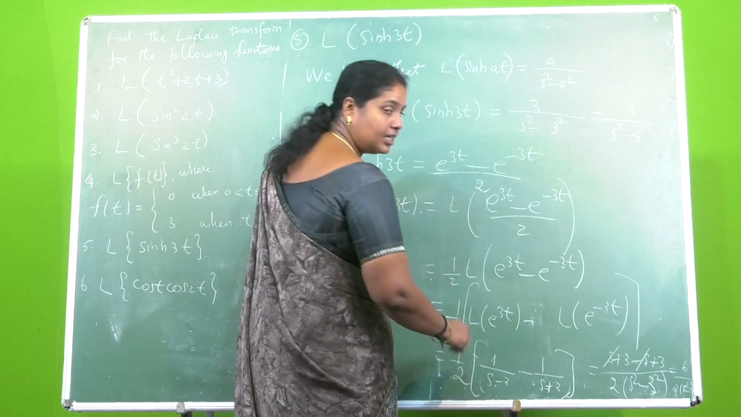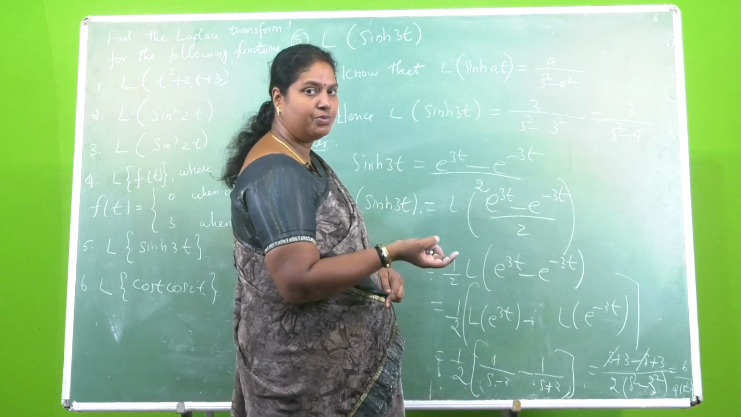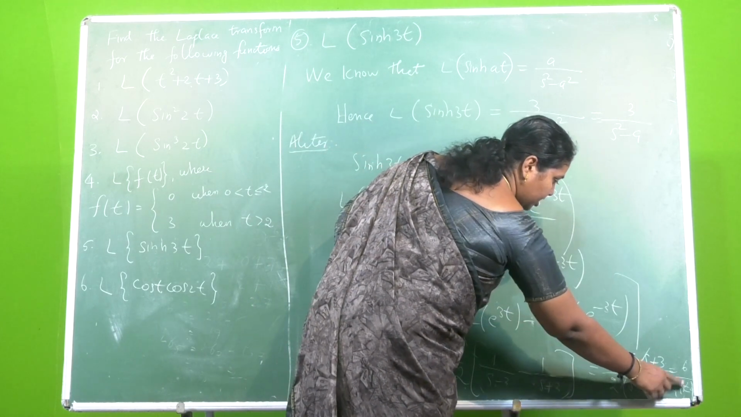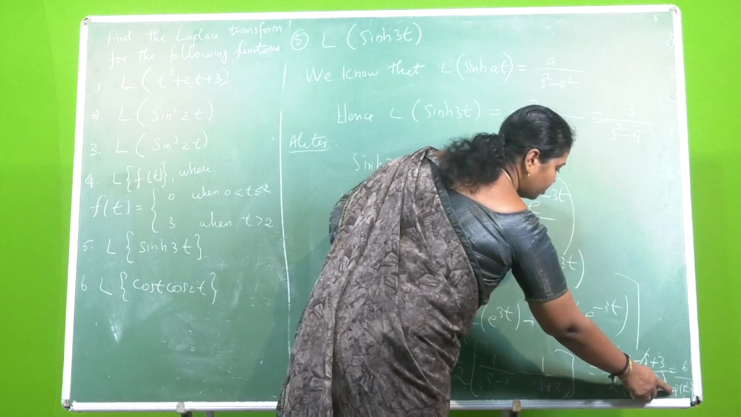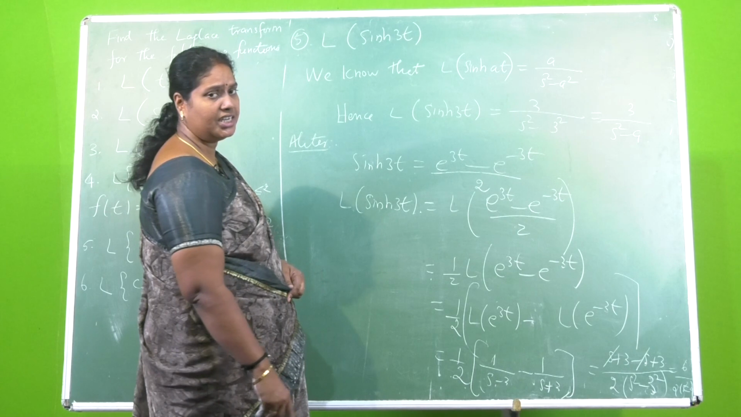If we take the LCM, we get s plus 3 into s minus 3, that is a plus b into a minus b, which is a square minus b square. So s square minus 3 square, that is s square minus 9. In the numerator, the s cancels and we get 6 divided by 2, so 1, 2, 3, 2 threes are 6. So this answer is L of sinh 3t, which is 3 divided by s square minus 9.